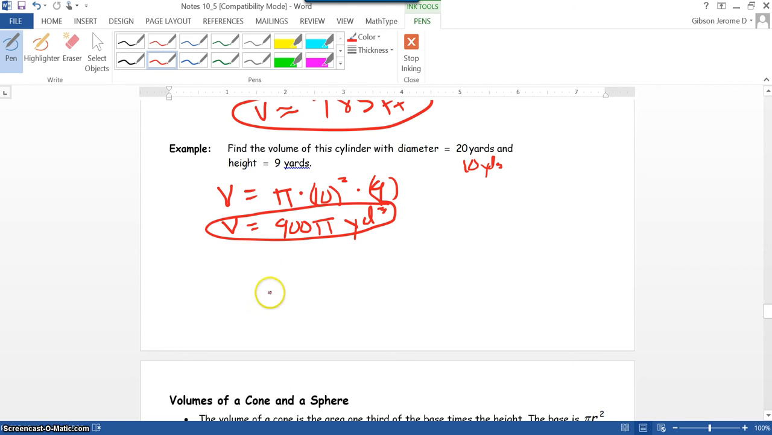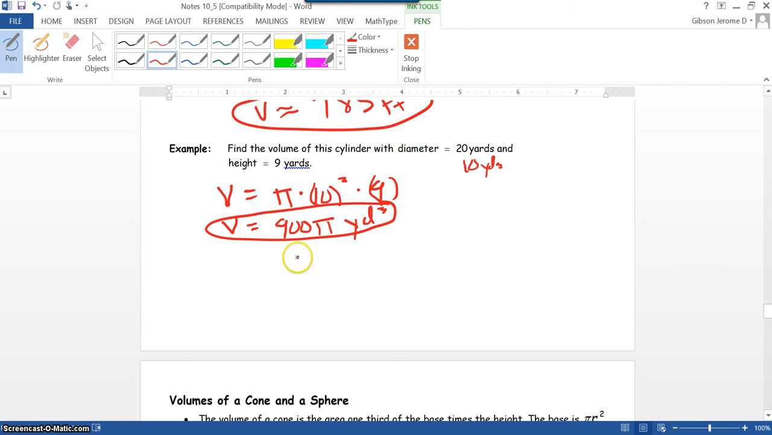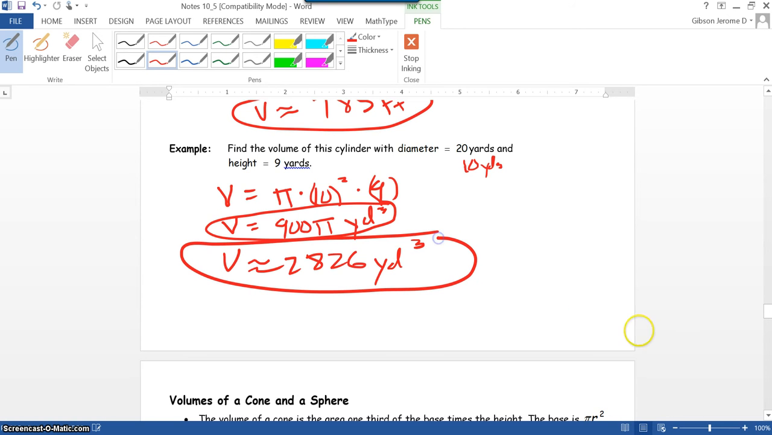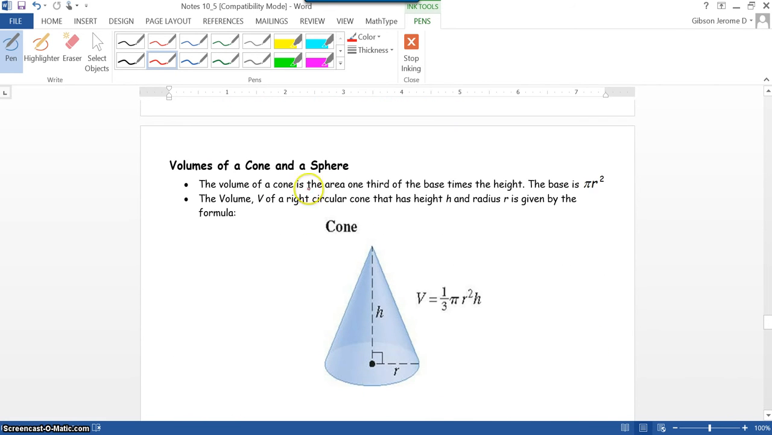Okay, class, picking up where we left off, we were supposed to take 900 times 3.14 to get an approximate answer. So we got 2,826, and that's cubic yards. And this is the approximation of the volume. Now, we have volumes of a cone and a sphere.